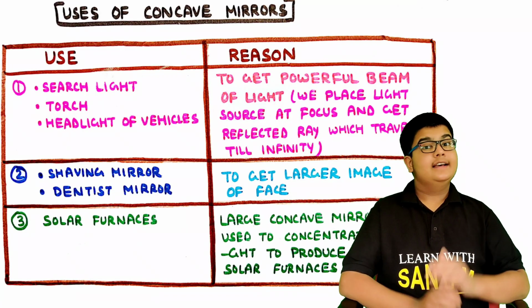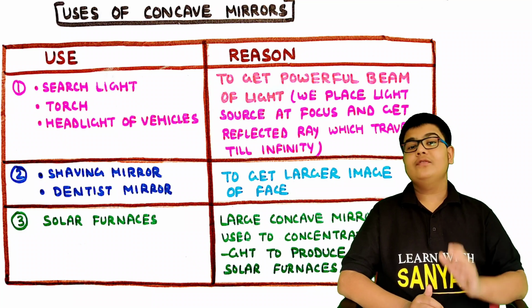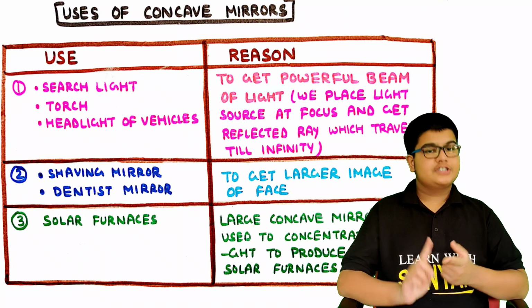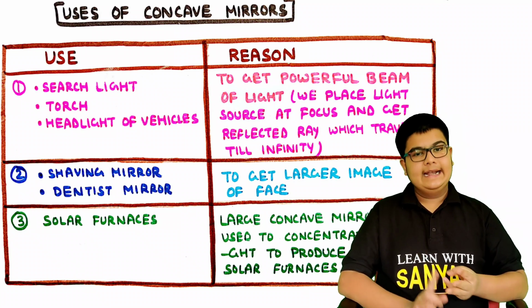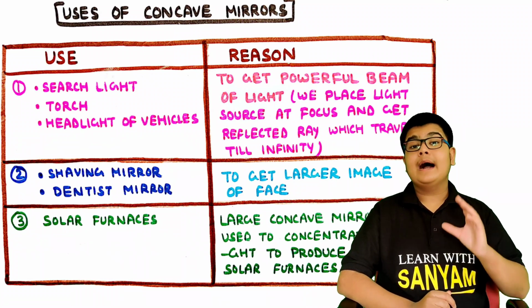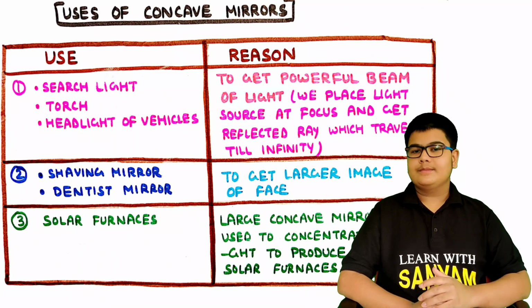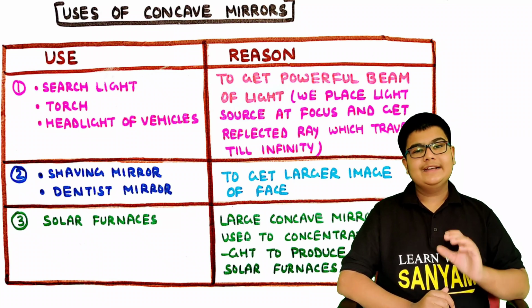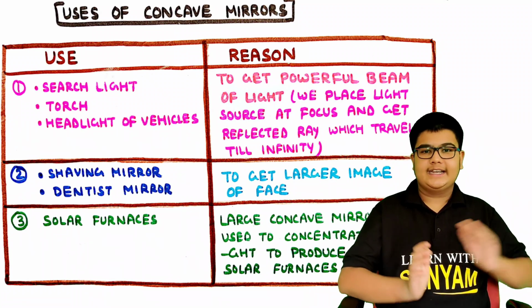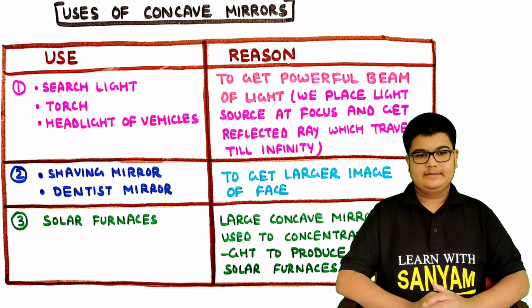Now let's understand the uses of concave and convex mirrors. First, let's understand the uses of concave mirrors. First, concave mirrors are used in searchlights, torches and headlights of vehicles. This is done to get a powerful beam of light. So, we have studied earlier in image formation that when we place the light source at the focus, we get the reflected ray which travels till infinity. So, this property is used to get a powerful beam of light.